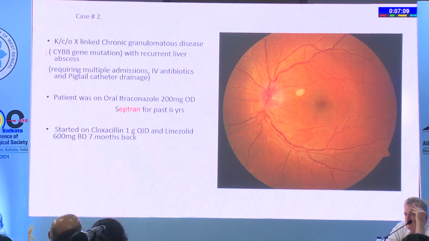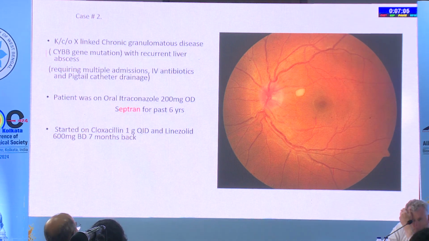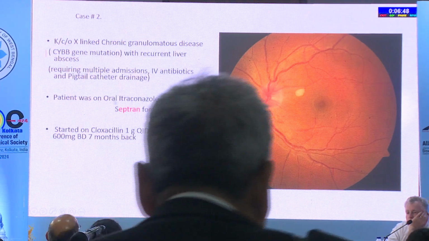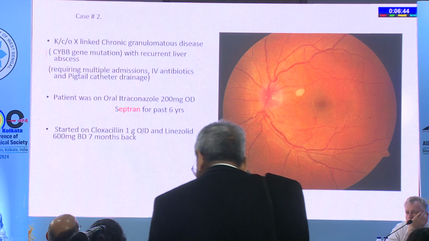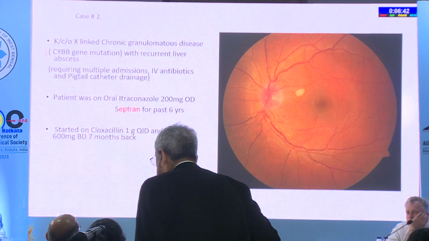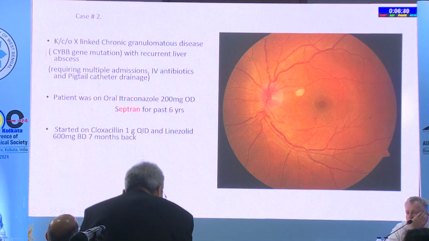Another case. This patient is a young child who had X-linked chronic granulomatous disease. Now, this is the disease which is caused by CYBB gene mutation and produces recurrent abscesses in the liver. So that he required multiple admissions, IV antibiotics, pigtail catheter drainage, and was on oral itraconazole 200 milligrams and Septron for the past 6 years for his systemic disease.